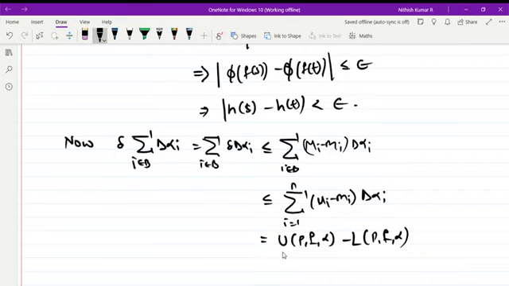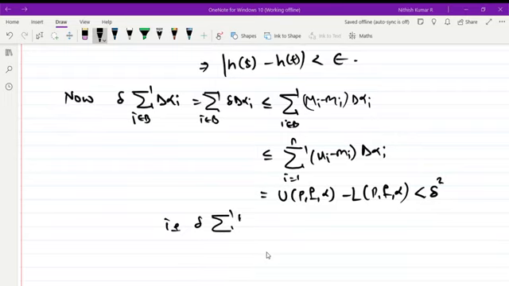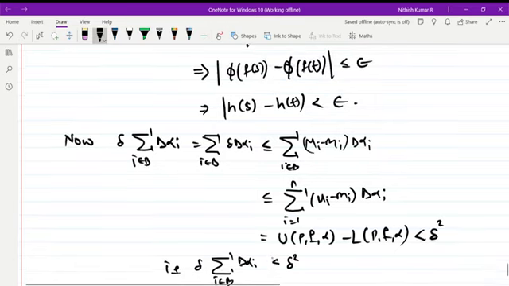But by applying the Riemann criterion for integrability of f, we got this is less than delta square. That is, delta times the summation of delta alpha i, where i belongs to B, is less than delta square, which implies the summation over i belonging to B of delta alpha i is less than delta.